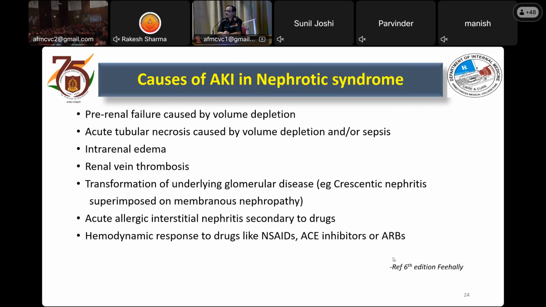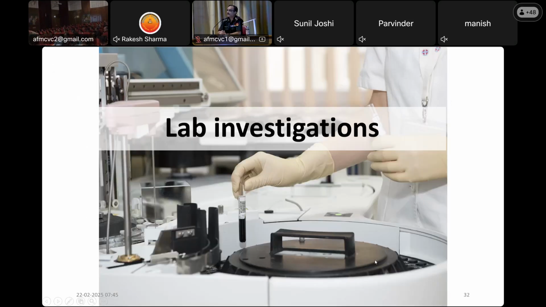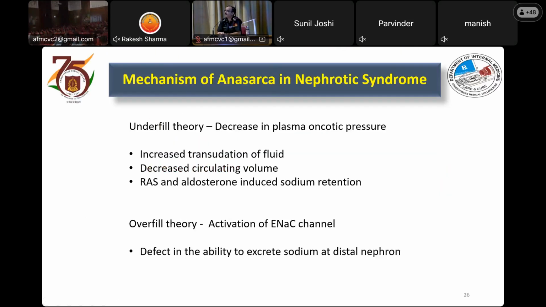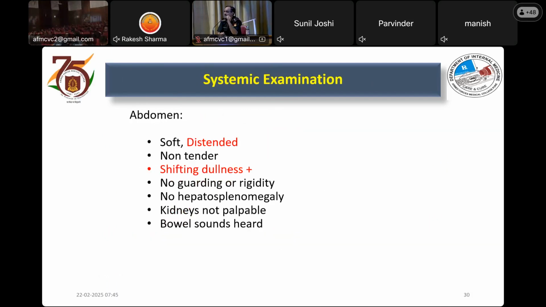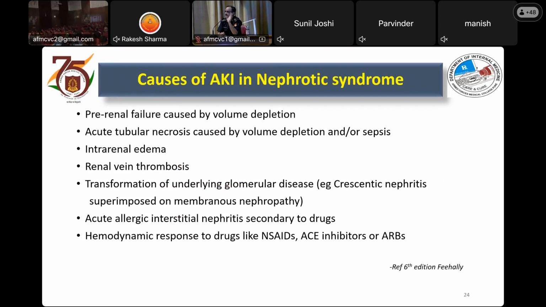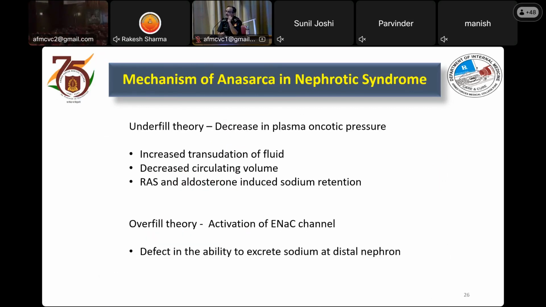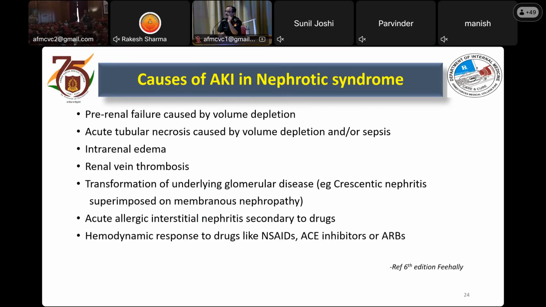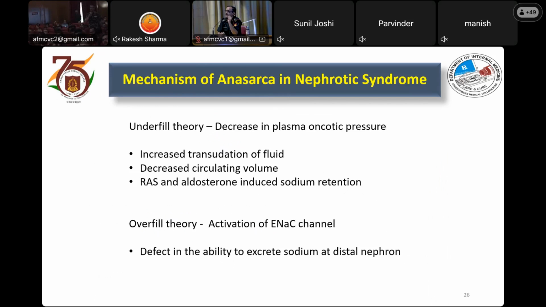Sir, initially it starts from massive proteinuria. Because of that there is loss of protein, leading to hypoalbuminemia. Since albumin maintains the colloidal osmotic pressure, which retains the volume within the vessels, decreased colloidal osmotic pressure, along with increased hydrostatic pressure, leads to edema.